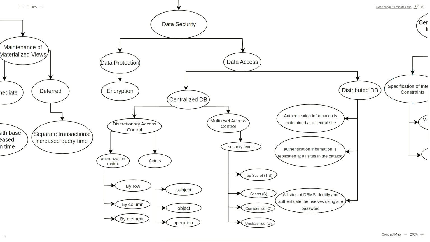And to enforce discretionary access control and multi-level access control in a distributed system, there are three main solutions. The first one, also called the SSO, is one in which authorization information is maintained at a central site. The second way is in which authorization information is replicated in all the sites in the catalog, but this has some issues due to synchronization. And in the last solution, all of the sites of the DBMS identify and authenticate themselves using something like site passwords. So in a distributed system, multi-level access control requires a lot of complex logic and extensions.